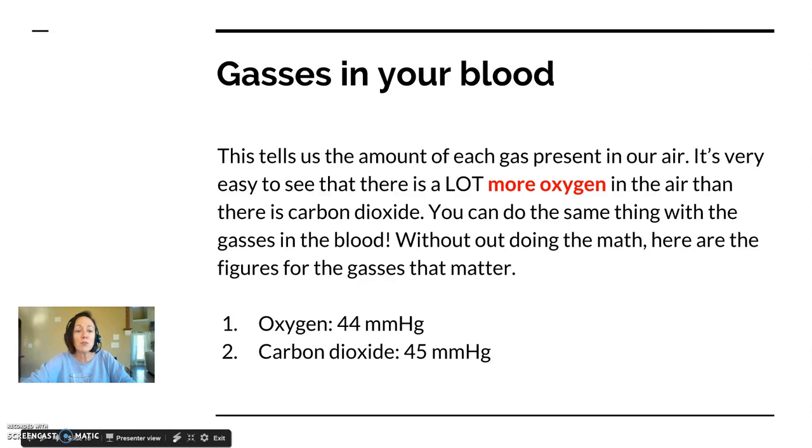Well, now you can do the same thing with the gases of your blood, but I'm not going to make you do the math this time. I'll just give you the answers. So here are the figures for the gases that we care about. Oxygen is 40 to 44 millimeters of mercury. So you could write on your notes, change that 44 to a 40. I think that's probably more accurate to what we're going to talk about. And carbon dioxide is 45 millimeters of mercury. That's the amount of gas that we have circulating in our blood.